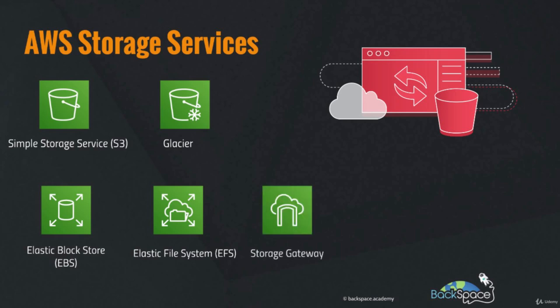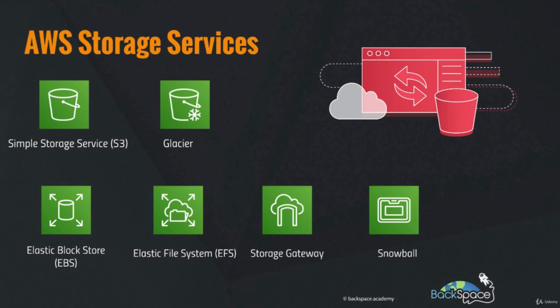The AWS Storage Gateway enables hybrid storage between on-premise environments and the AWS cloud. It provides a low latency performance by caching frequently used data on premises while storing the less frequently used data in Amazon cloud storage services.